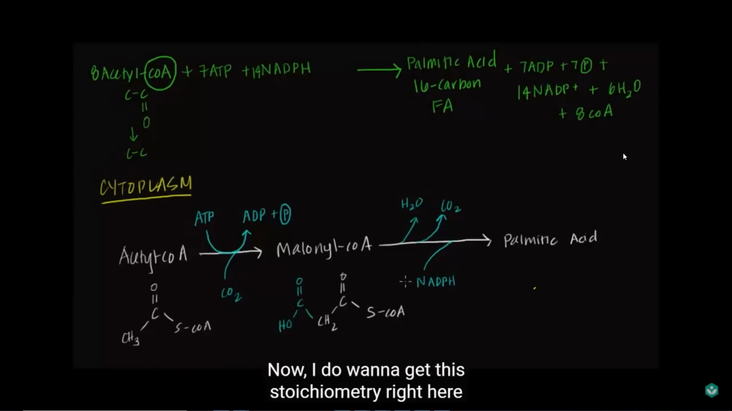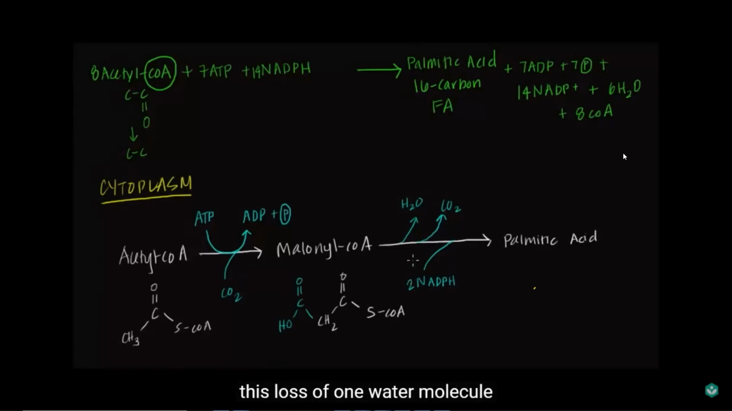Now, I do want to get the stoichiometry right here and remind you that what I've written out here, this loss of one water molecule and this loss of the carbon dioxide group and the addition of these two NADPH molecules, is for each subsequent addition of these 2 carbon subunits. So every time we make another cycle, we're going to have another 2 NADPH and another loss of carbon dioxide and another loss of water. And that will essentially continue until we've built this 16-carbon palmitic acid chain.